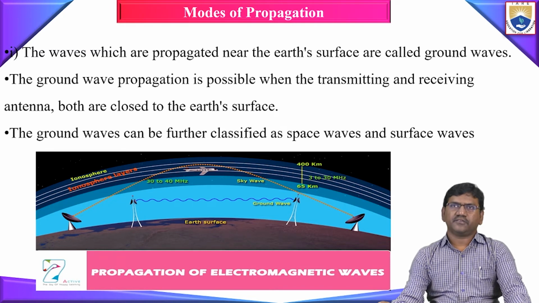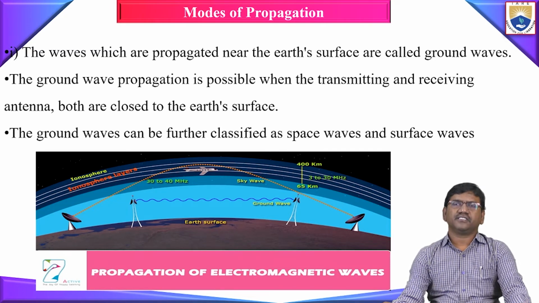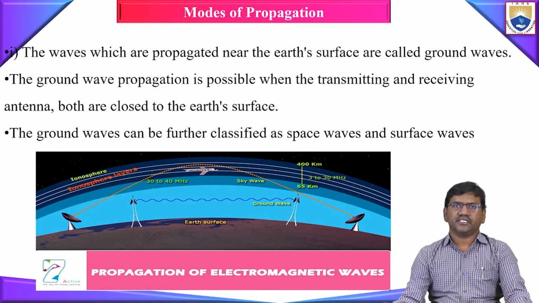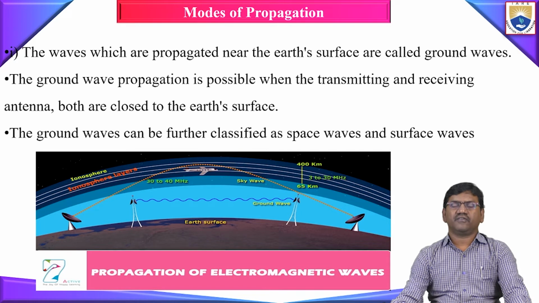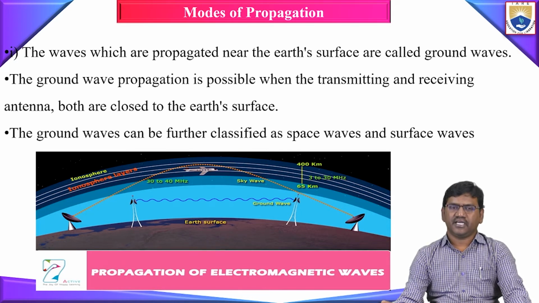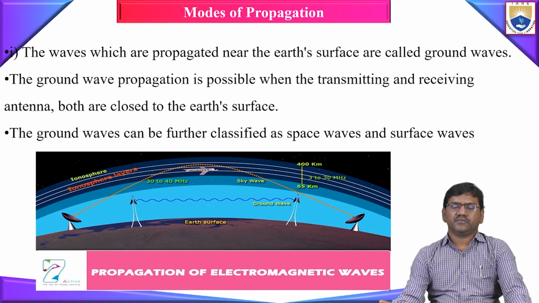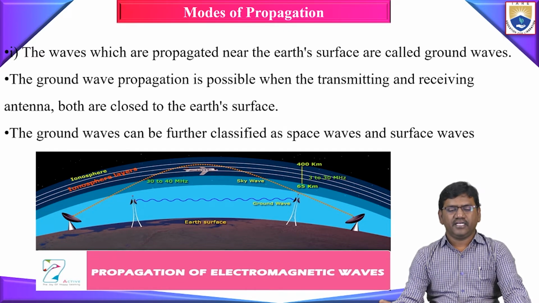So there are three types of propagation we are having. One is the ground wave propagation, the other one is sky wave propagation, and the third one is space wave propagation. In these three modes of propagation, we can transmit the signal either on the surface of the earth, or by directly transmitting the signal to the satellite, and from the satellite to the receiving antenna. And we'll see all these modes of propagation one by one in detail later.